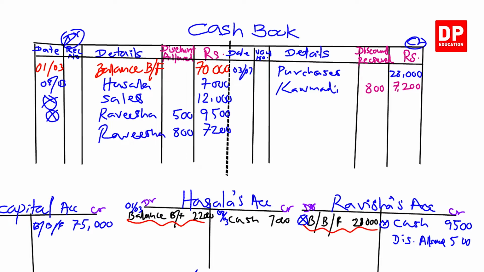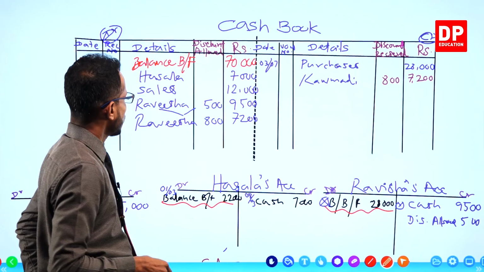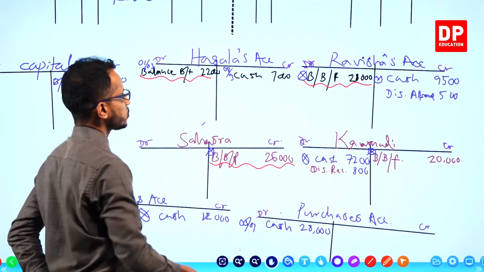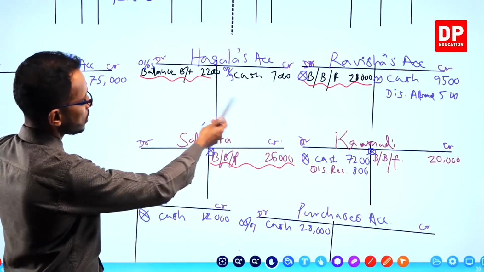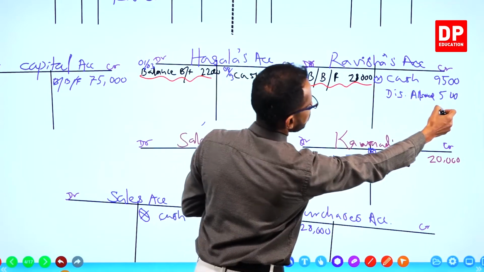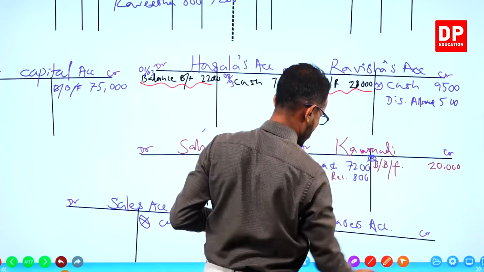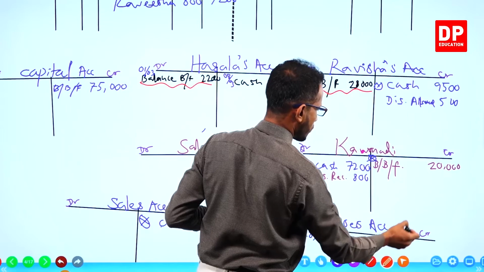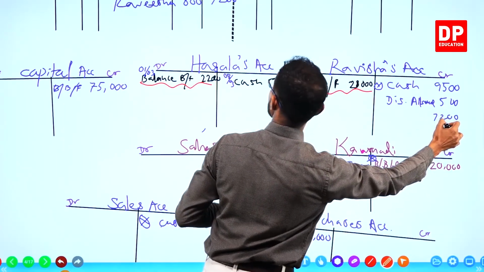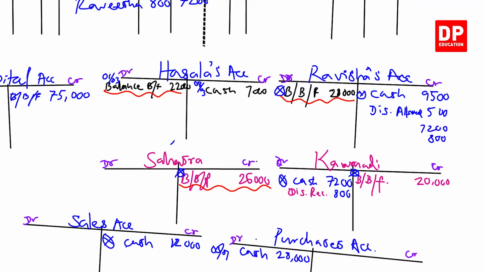It's right here. Same transaction. And recording of Ravisha's account. First, we should find Ravisha's account. Where is it? It's there. 7,200 and 800. All right.